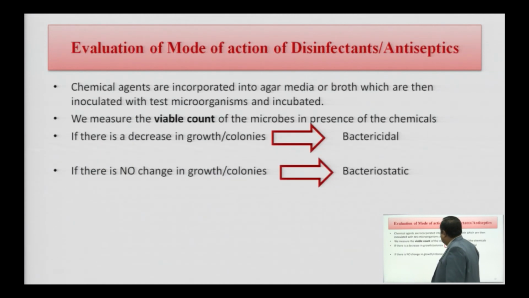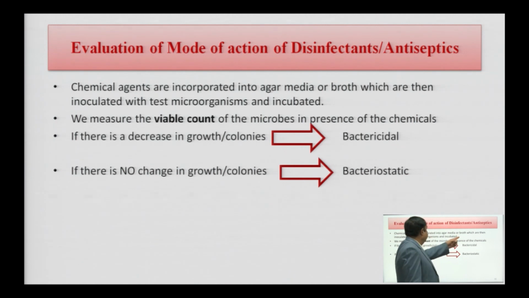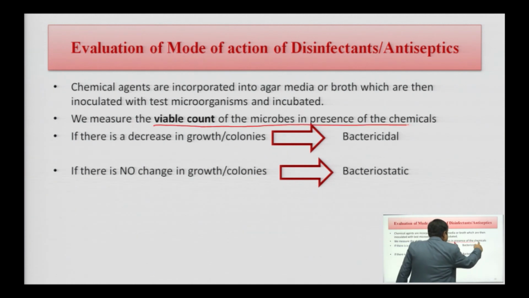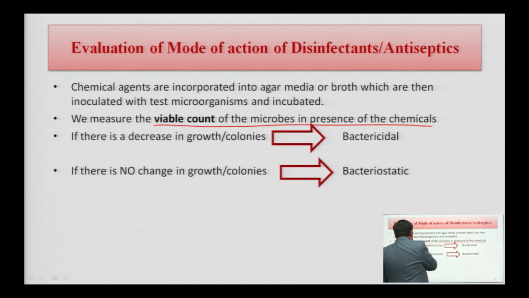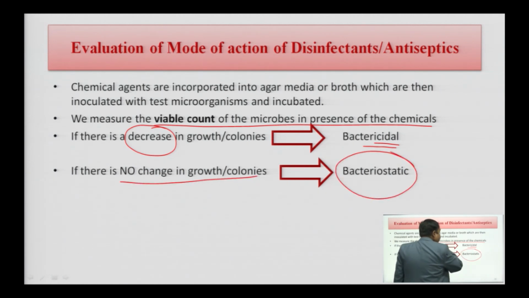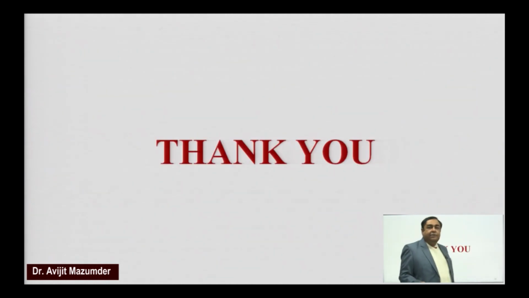Therefore, the chemical agents are incorporated in agar media or broth, inoculated with the test organism, and incubated. We measure the viable count of the microorganism in the presence of the chemical. If there is a decrease in the microorganisms, we call it a bactericidal agent. If there is no change in the growth of the colony, we call it a bacteriostatic agent.